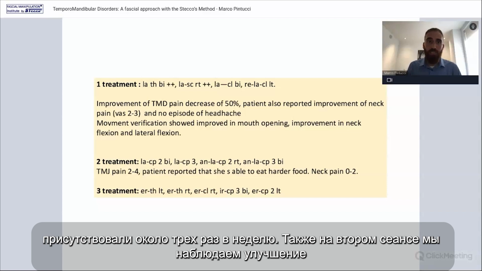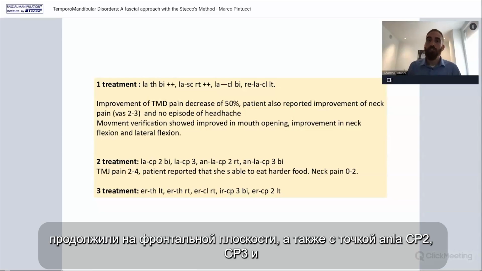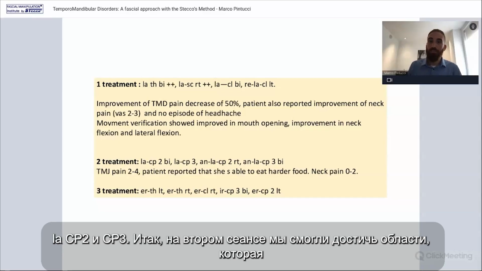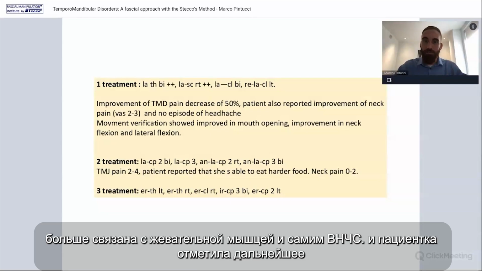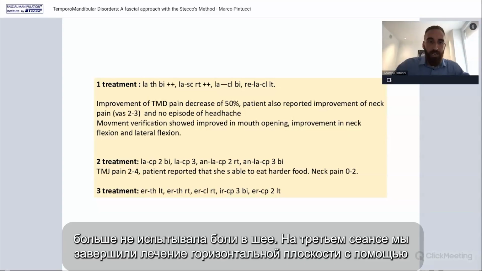Also in the second session, we observed an improvement of the mouth opening, of the movement of flexion and lateral flexion of the neck. The second session continued on the frontal plane and also with the points of lateral CP2, lateral CP3, anterolateral CP2 and lateral CP3. So in the second session, we were more able to reach the area which is more related to the masticatory muscle and the TMJ itself. And the patient referred a further reduction in pain, and also that she was able to start to eat other food, and there was basically no more neck pain.